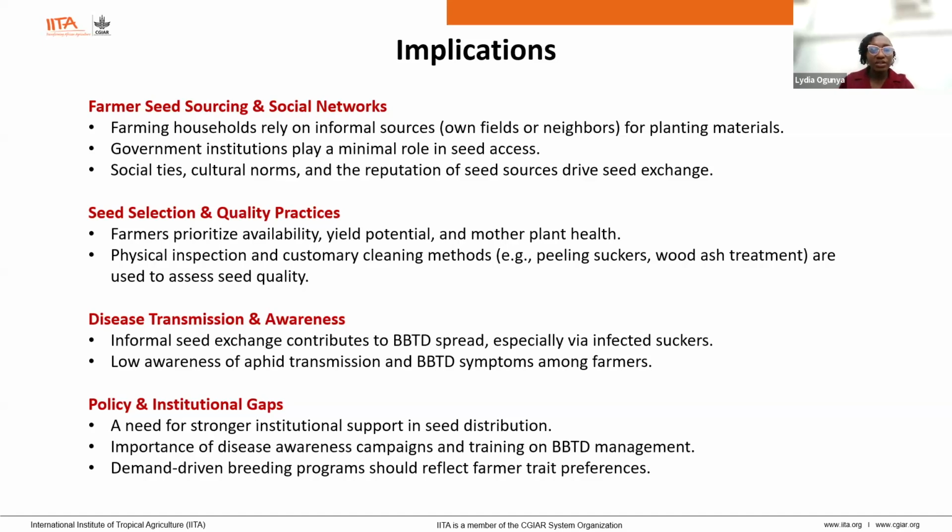Coming to seed selection, we see that farmers prioritize availability, yield potential, and the mother plant in order to select their planting material. Physical inspection and customary cleaning methods, such as peeling the suckers and wood ash treatment, are used to assess the seed quality.